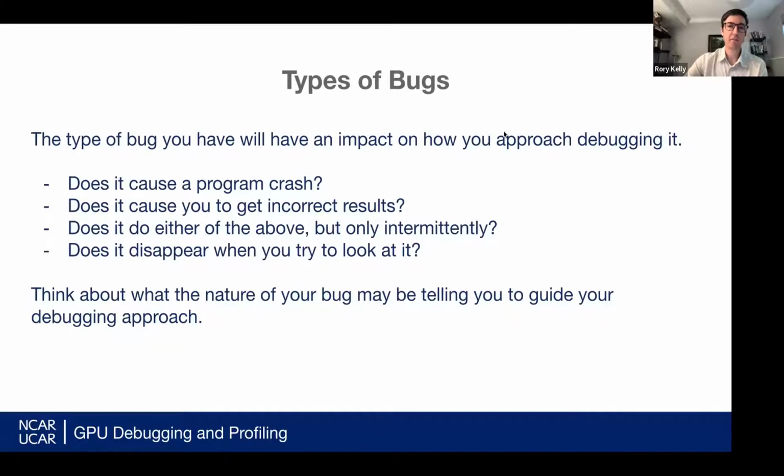Is it the type of bug that just causes your results to be incorrect? That can be a little more bothersome. And particularly if you have a bug that does either crashing or incorrect results, but only does it intermittently, that points to maybe some sort of race condition in your code. If you have a bug that goes away when you try to examine it, you insert printfs and the bug disappears, examining these behaviors can give you a little clue to what might be going on in your code before you even get a tool out of your bag. So just think about the bug that you're having before you start debugging.